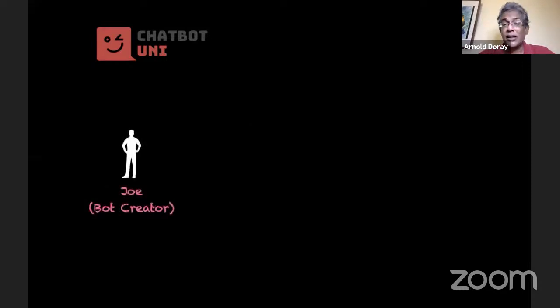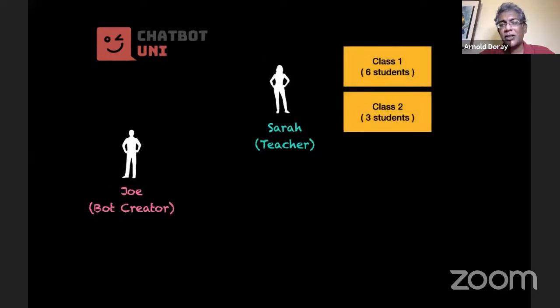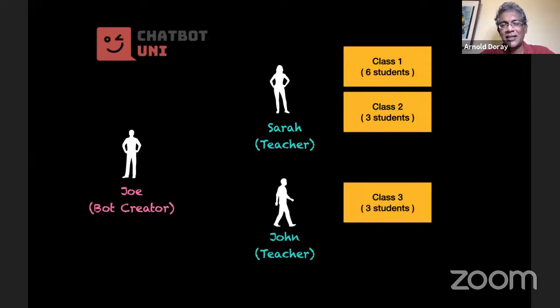So Joe is, let's say, a chatbot creator, and let's say Sarah is a teacher. She's got two classes, class 1 and class 2. This is a very small class, 6 students and 3 students, let's say, for example, okay? Because our examples are pretty small. And let's say there's John as well, and he's a teacher, and he's got class number 3, okay?